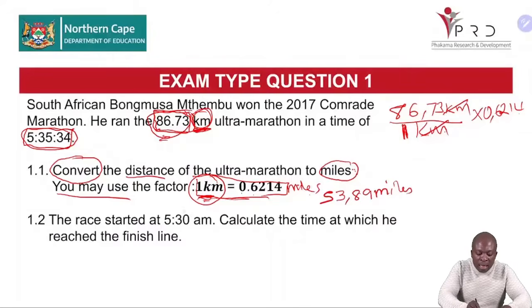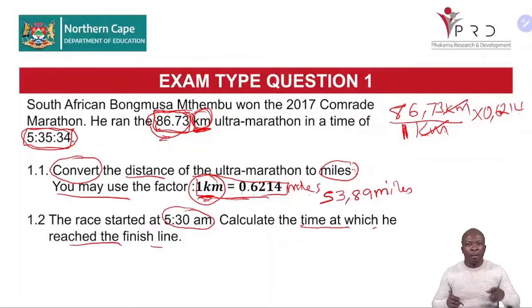The race started at 5:30 a.m. Calculate the time at which he reached the finish line. Remember, now the examiner is asking you about time.